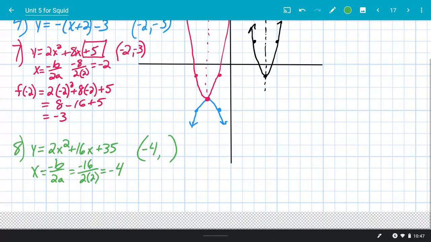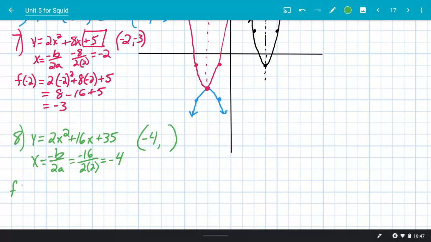Plug it in, plug it in. Nice place on there, plugs right there. So 2 times negative 4 squared plus 16 times negative 4 plus 35. Just plugging it in. Negative 4 squared is 16. 2 times 16 is 32, minus 64 plus 35. Negative 32 minus 64 plus 35, I believe, is a positive 3.